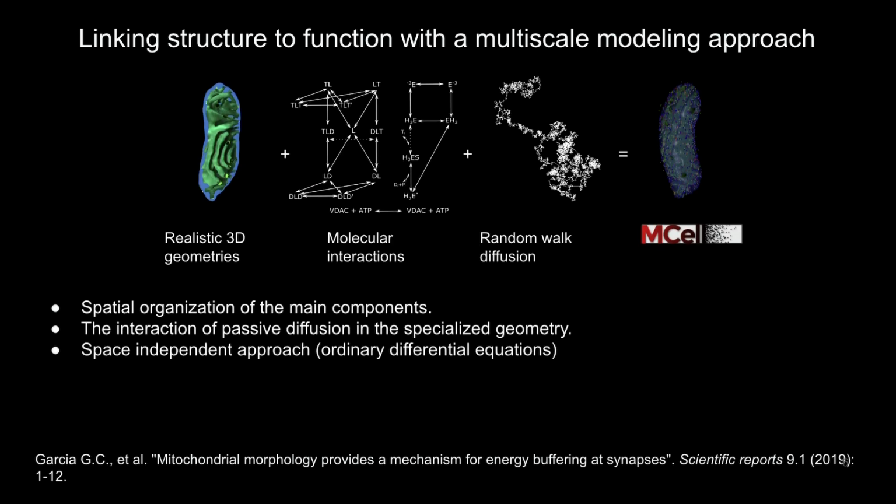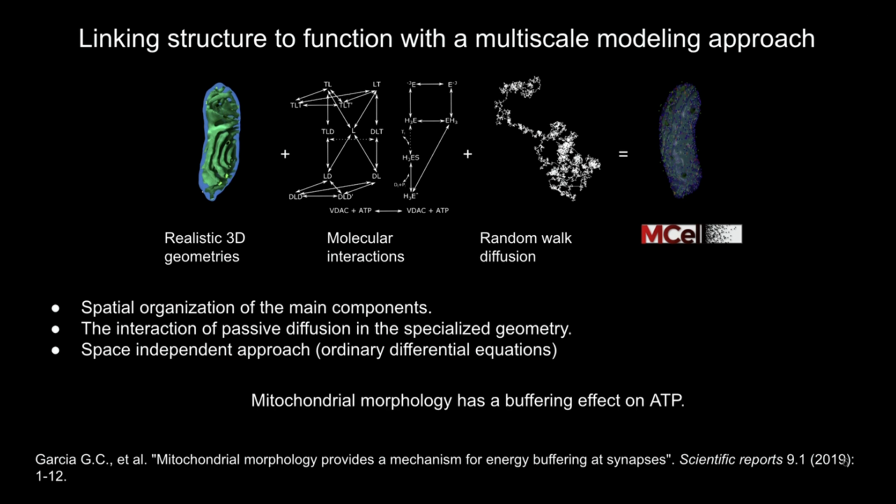And so in this case, what we could do is to explore the spatial organization of the main components and also how the components interact with the specialized geometry. In this first publication, we only had one reconstruction. To understand the impact of the morphology, we also developed in parallel a model that was space independent. I mean, we used ordinary differential equations. So we assumed that mitochondria was just a point, so as to have something to compare.